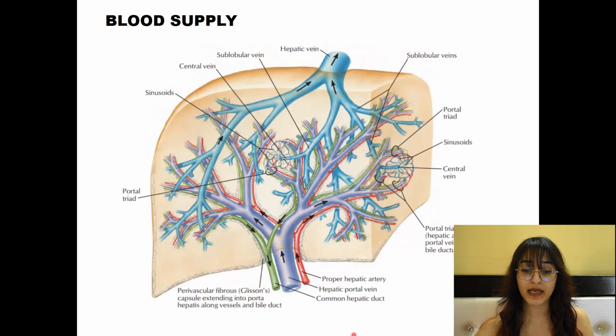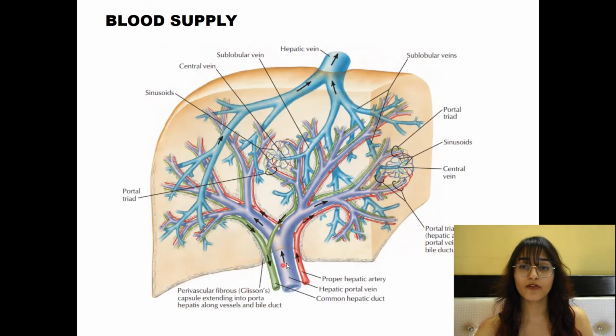Let's talk about the blood supply of the liver. The liver has a dual blood supply. It receives blood from the portal vein. The hepatic portal vein collects blood from the gastrointestinal tract and directs it towards the liver and not directly towards the heart. Then it receives oxygenated blood from the hepatic artery proper, which arises from the celiac trunk from the abdominal aorta. And then the vein is your hepatic vein.